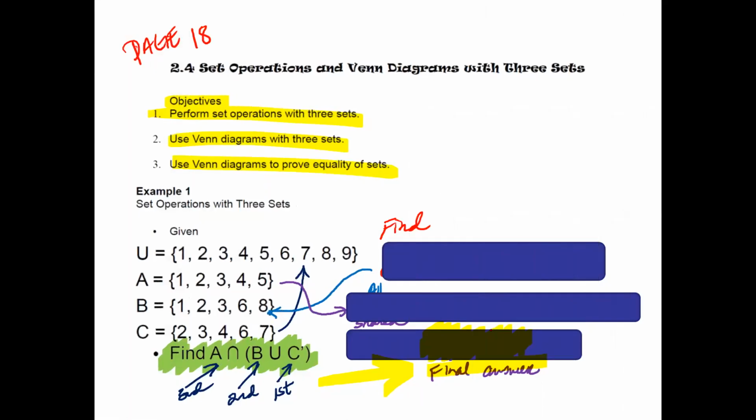All right, so go ahead and turn to page 18. We're going to be on 2.4. This is your objective. Perform set operations with 3 sets. Use Venn diagrams with 3 sets. Use Venn diagrams to prove equality of sets.